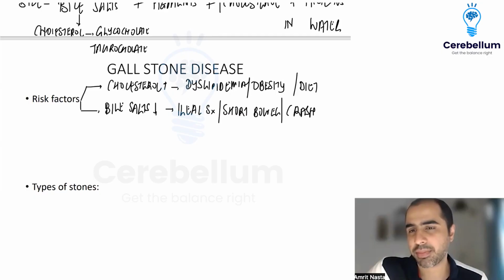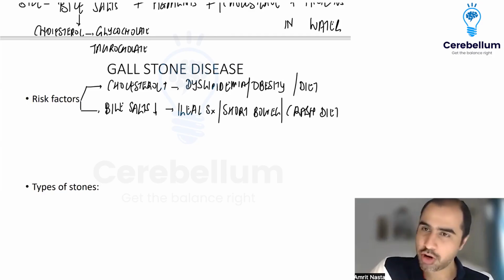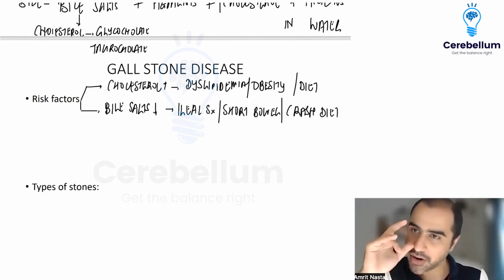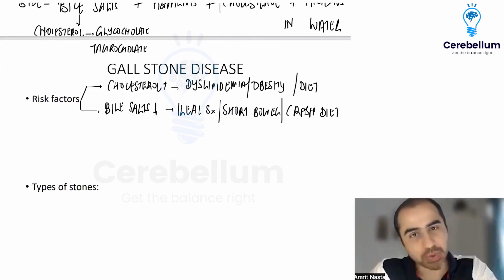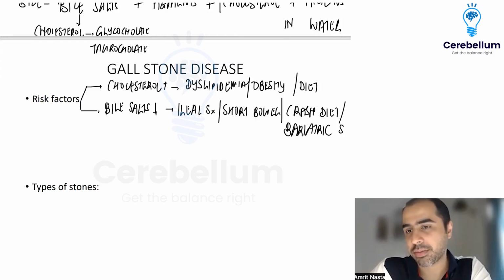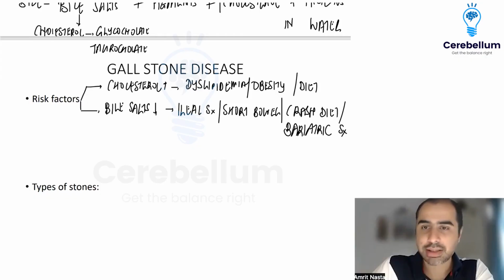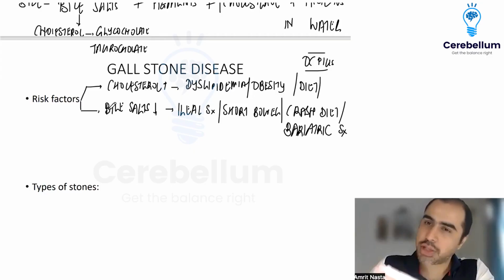You know what crash dieting is? Like a keto diet. Like, I want to lose weight for my marriage, so for 2 months before my marriage, I will give up all calories. Such crash dieting, where you lose a lot of weight suddenly, or any cause of rapid weight loss, bariatric surgery, will reduce bile salts. So many of my patients after surgery are at risk of gallstones. Here you can add OC pills also. OC pills also increase cholesterol. All of these will increase the risk of cholesterol stones.